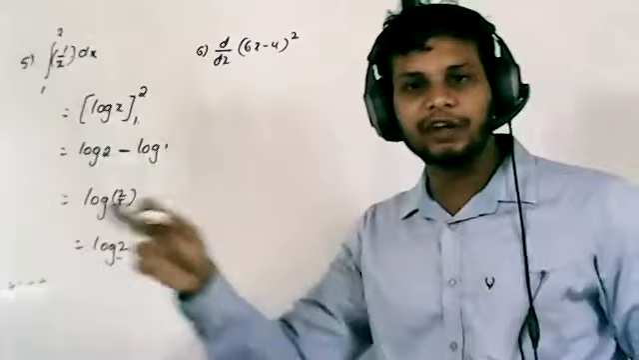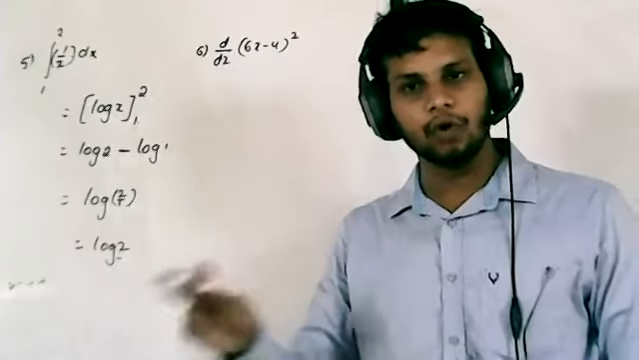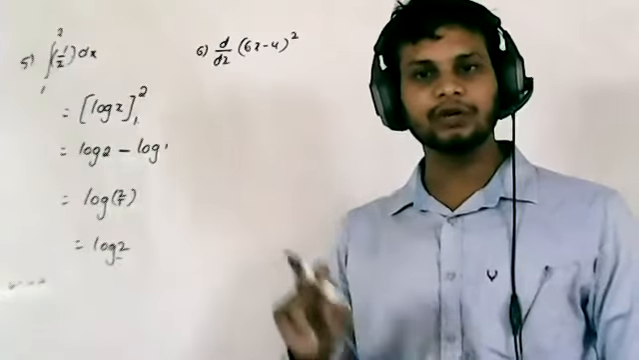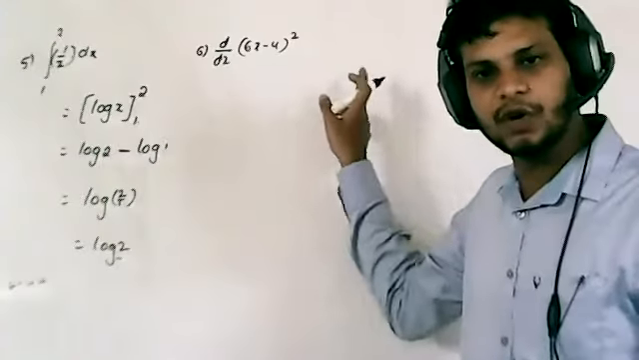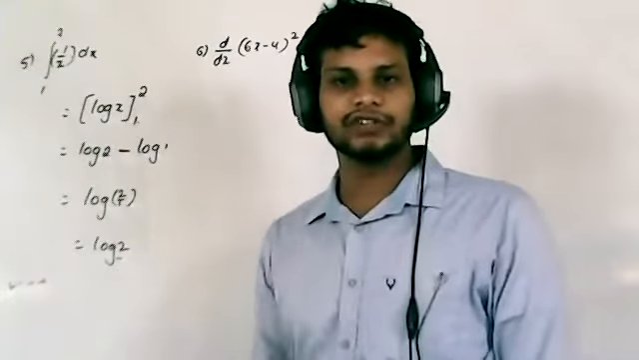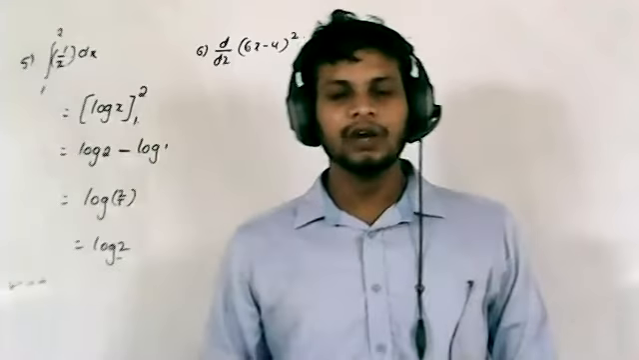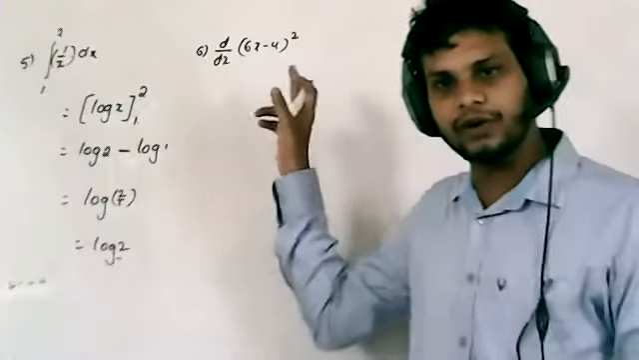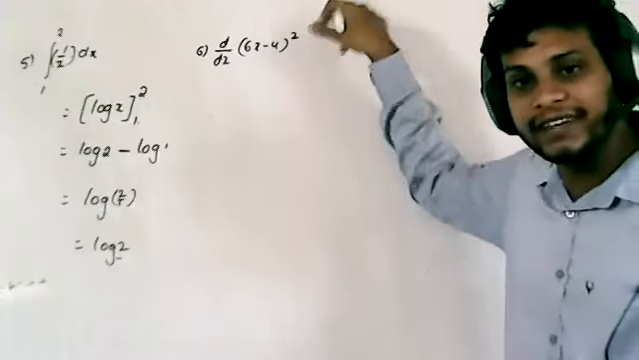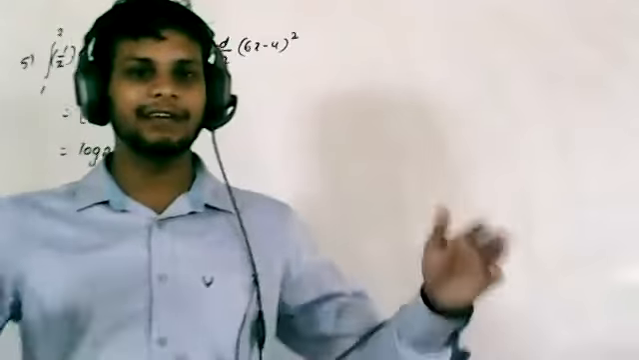If you take 6x minus 4 whole square, that is 6x whole square plus 4 square minus 2 into 6 into 4 into x. So expand it in the form of a minus b whole square, and then you can do the differentiation. For square, it's not a big problem. But if we have more power, for example 6x minus 4 whole to the power of 6, at that time it is difficult to expand the entire equation, right?